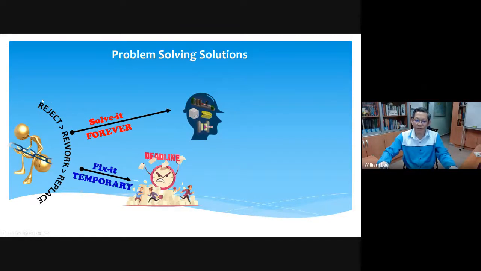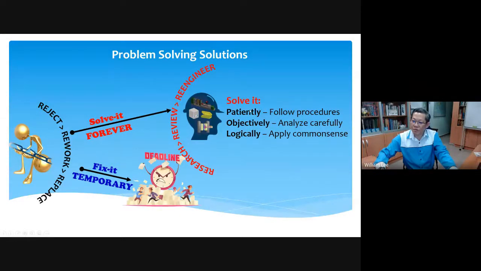What is 3R? Reject, rework, replace. Not to say Ronaldo or Robinho, but reject, rework, replace. So the new 3R should be: you have to conduct research, you have to review the process, and maybe you need to re-engineer it. Therefore, to solve the problem, you need to solve it patiently.